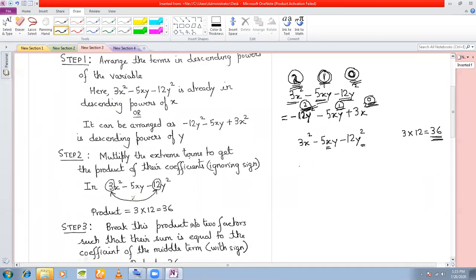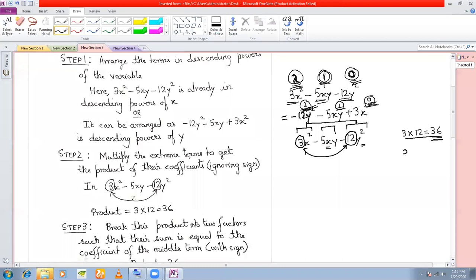Once I have arranged this in descending powers of x, I multiply the coefficients of the extreme terms. First of all, I see the extreme terms. This is one extreme term and this is the other extreme term. This one is my middle term, right? So I see these two only, and their coefficients, 3 and 12. Ignoring the sign, I multiply these two to get 36. Till this point clear or not? Yes, sir.